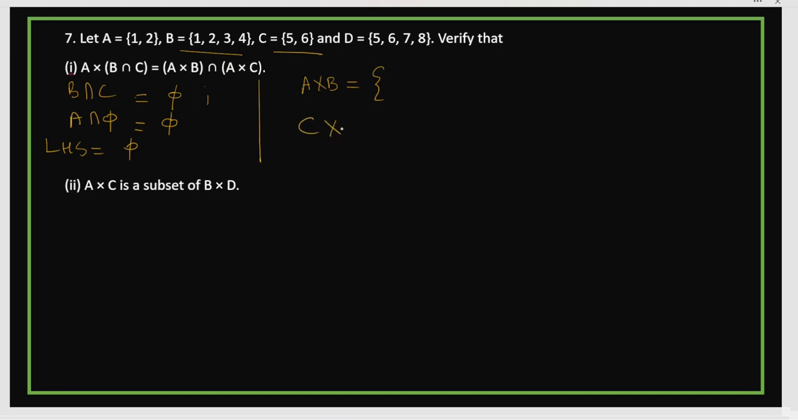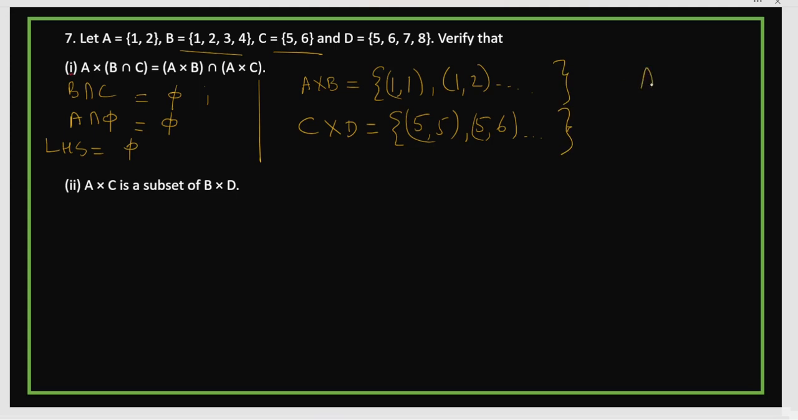What is C cross D? It will have 5, 6, and 7, 8. So it will be having elements with 5 and 6. It goes on like that. But 1, 2 will not be there. Here 1, 1, 1, and 2. It goes on like this, right? But no 5, 6 will be there. So on observing this, of course, you have to write all the elements and then only you prove that.